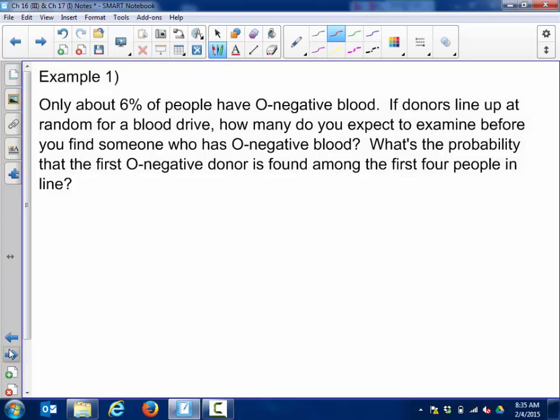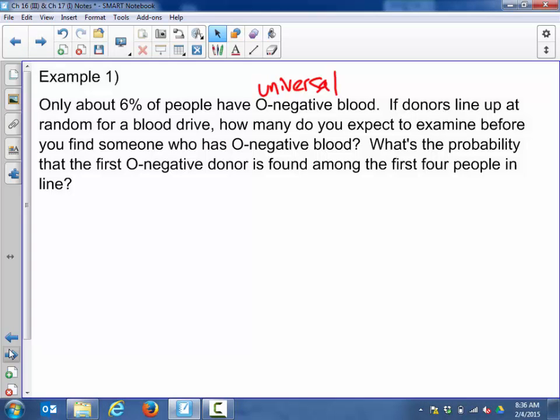Only about 6% of people have O-negative blood, which is a, what was it called? Universal. I believe it's a universal blood type. O-negative blood types can donate to A, B, and AB blood types, but they themselves can only take O-negative blood. So they're really helpful when it comes to blood drives for others, but there are restrictions on the bloods that they can take.